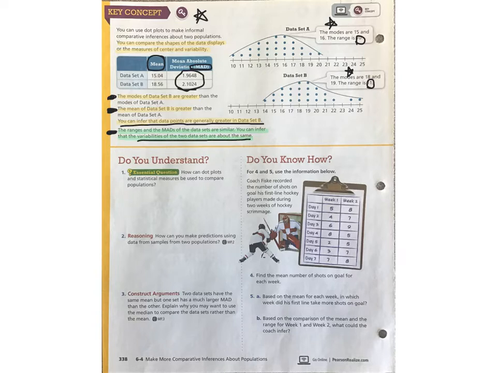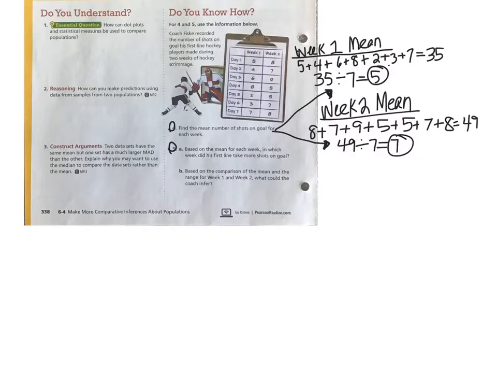Now we're going to take a look at a total of 4 questions. On this page, let's first take a look at questions 4 and 5. The first thing that we are asked to do in question 4 is to find the mean number of shots on goal for each week.